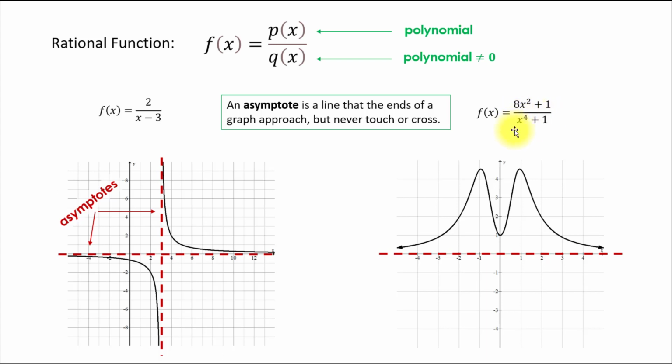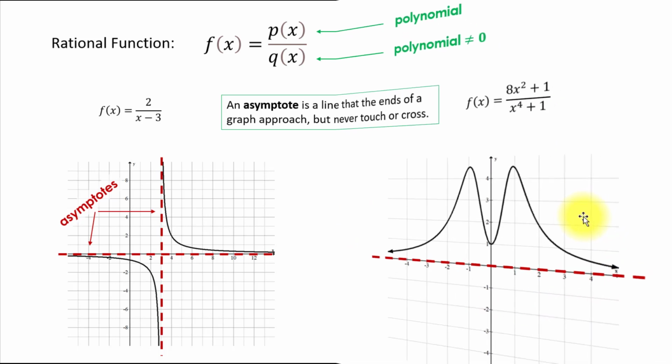So it means that no matter what we plug in for x in the denominator, the result is always 1 or greater. In other words, this denominator can never be equal to 0. And as a result, the graph of this function doesn't have any vertical asymptotes.